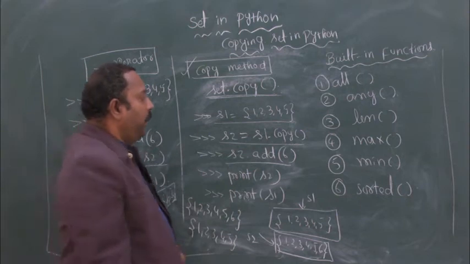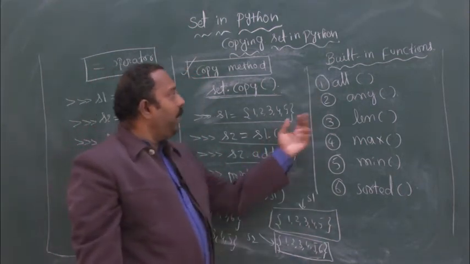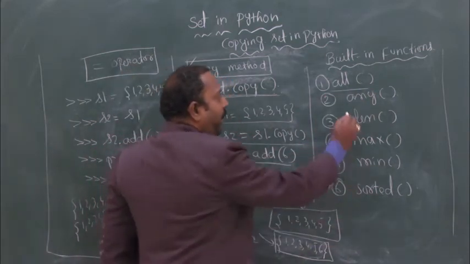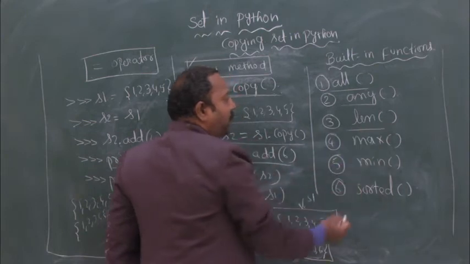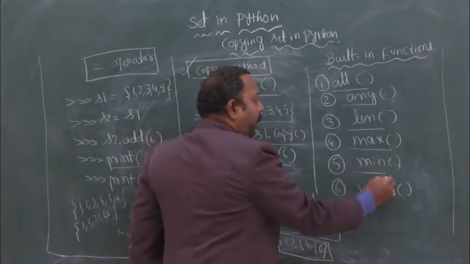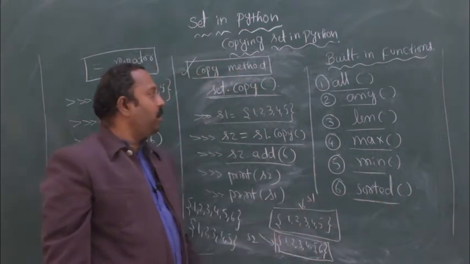And the next one is built-in functions. What are the built-in functions available in the set data structure in Python? One is all, another is any, and len is another function. Then max, min and sorted. These are the built-in functions available in the set data structure.